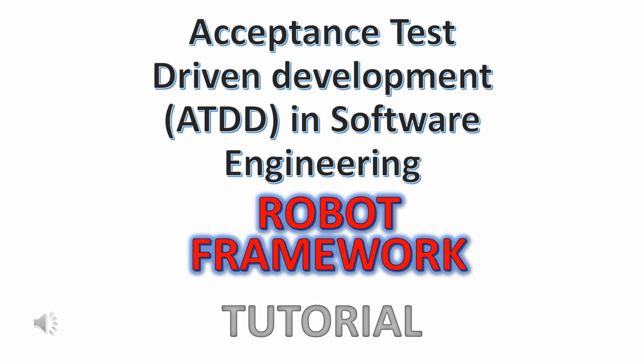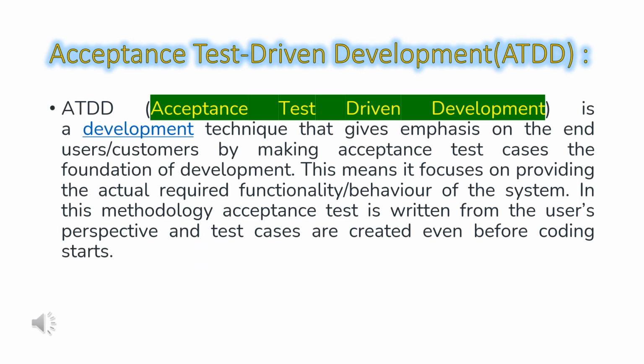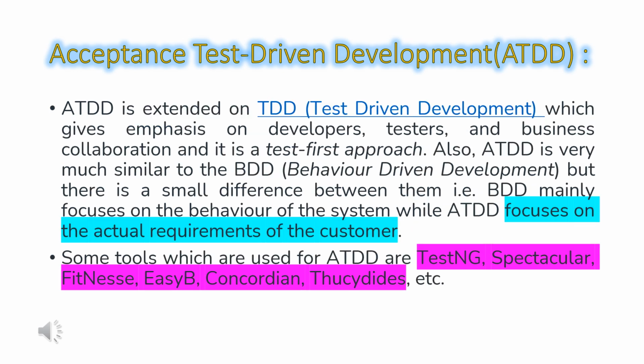In this tutorial series, we are going to talk about acceptance test-driven development (ATDD) in software engineering, which is familiar to Robot Framework. So, what is ATDD? It means we are going to use a methodology called acceptance tests to write the test cases from the user's perspective even before the coding starts. So that is the main point of view here.